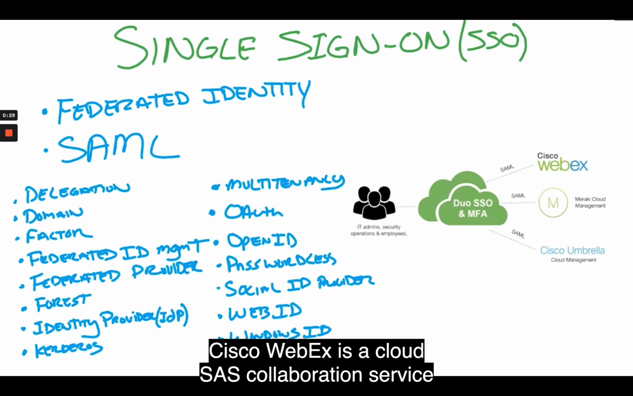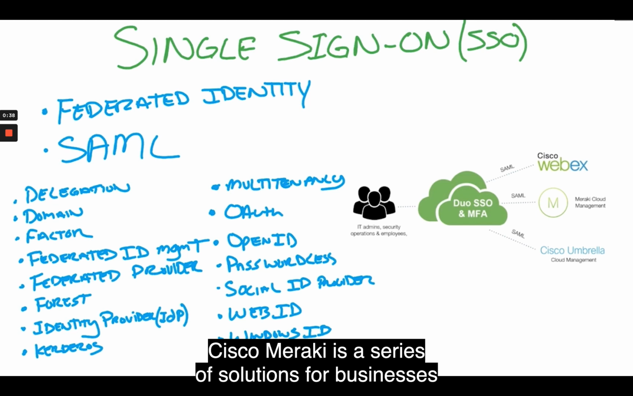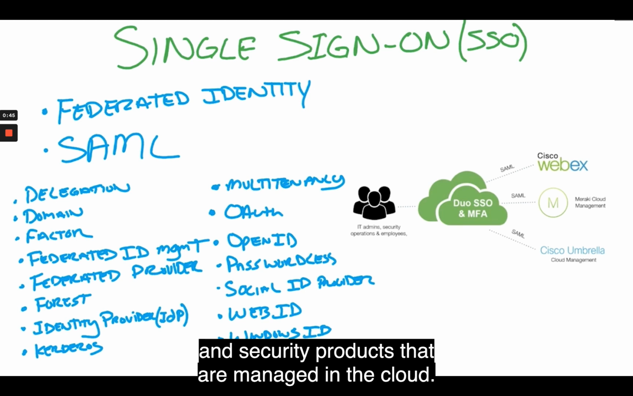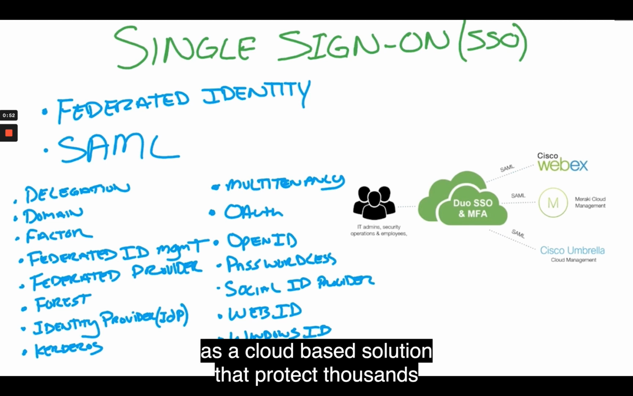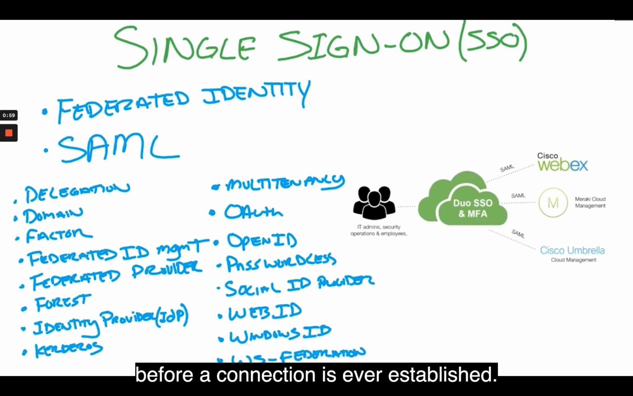Cisco WebEx is a cloud SaaS collaboration service that is extremely popular among enterprises and businesses alike. Cisco Meraki is a series of solutions for businesses of all sizes that provide networking, wired and wireless, and security products that are managed in the cloud. And Cisco Umbrella, formerly known as OpenDNS, is a cloud-based solution that protects thousands of organizations and users around the world. Cisco Umbrella blocks malicious destinations before a connection is ever established.